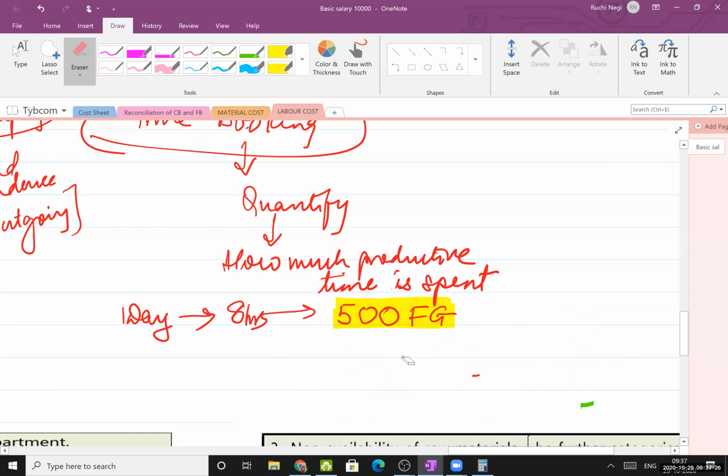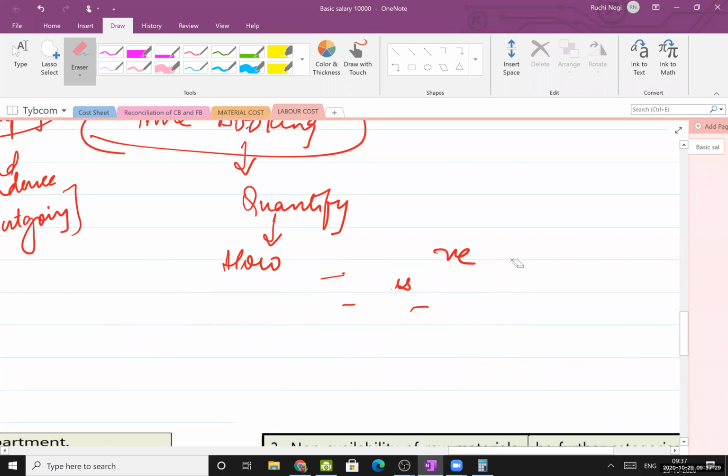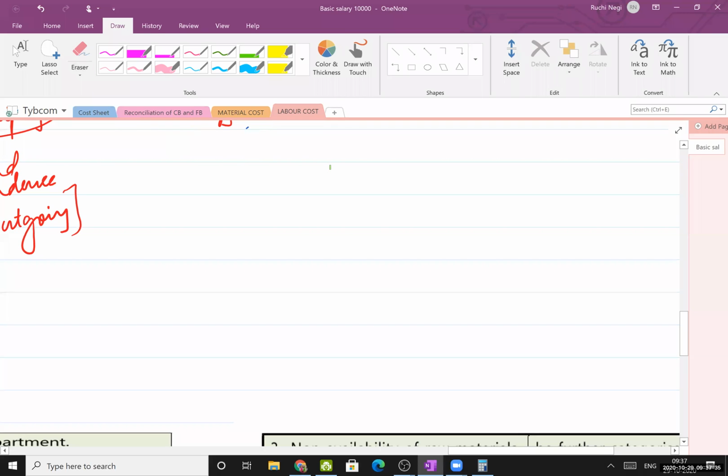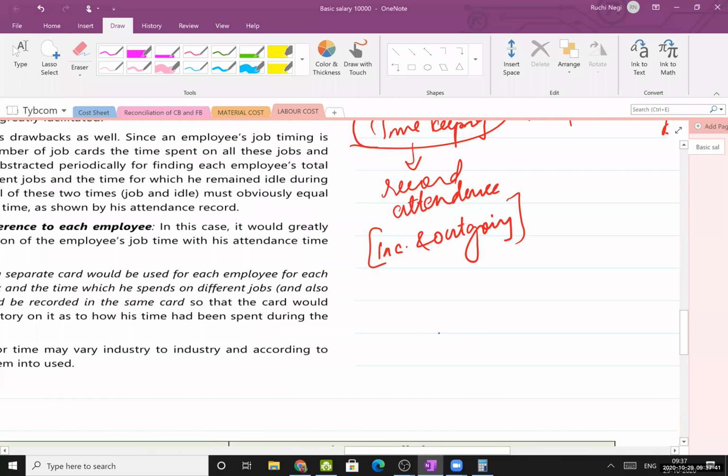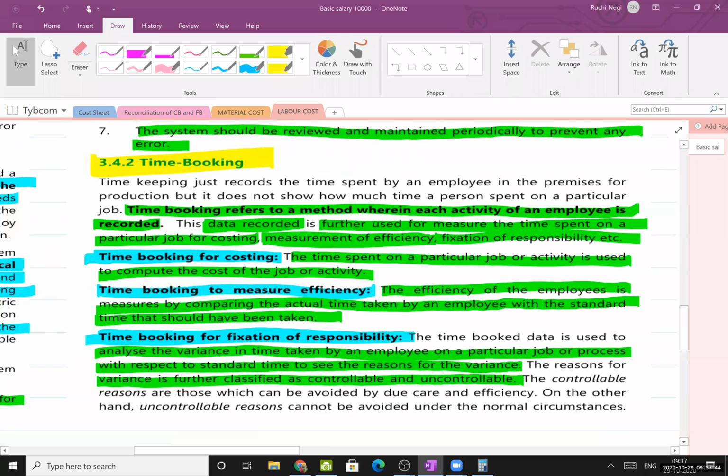So is it clear till here? So this is what they are talking about, time booking. Okay, this is what all time booking is about. Next and the most important thing, so they are talking about time booking for costing. So I can calculate the total cost which is incurred for that particular one day. I know how much cost I will incur. The one who made 510 units, I will pay for 510 units. The one who made 490, I will pay for 490 units. The one who made 500, I will pay for 500 units.